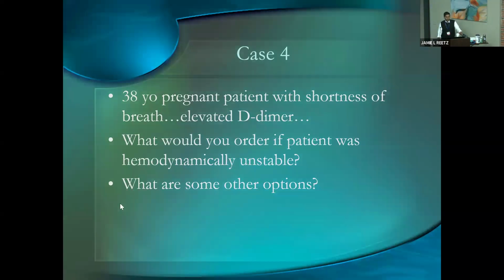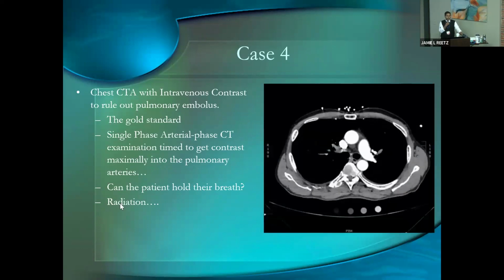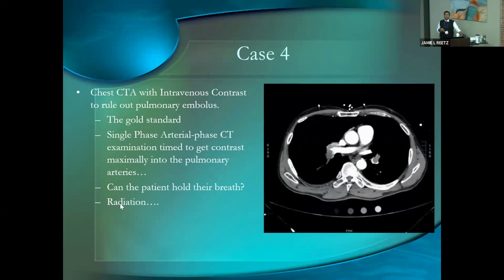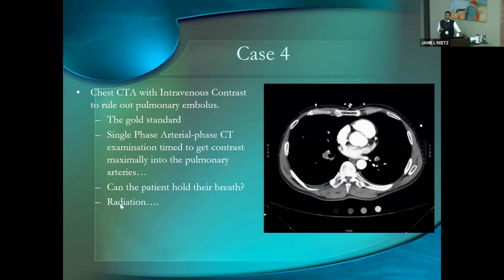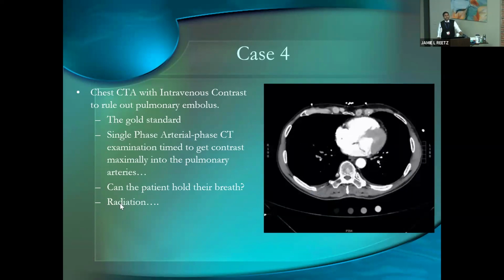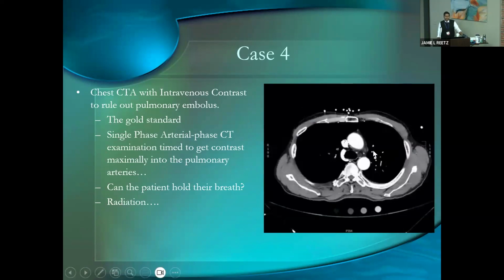That's an easy one for me. That is a CTA chest with intravenous contrast. That is still considered the gold standard nationally. If you go anywhere in the country, they're going to really push the CTA. And the reason is it's quick, it's fast, it gets you your diagnosis, assuming the patient can hold their breath.